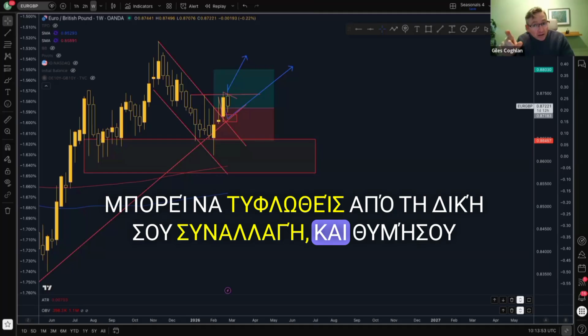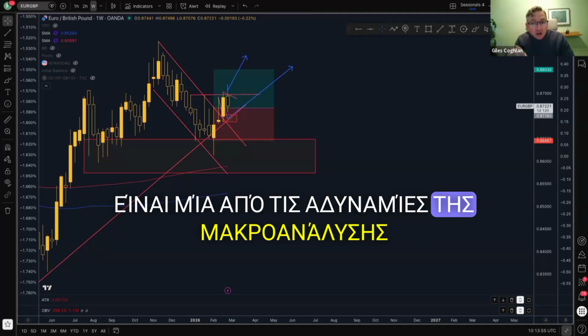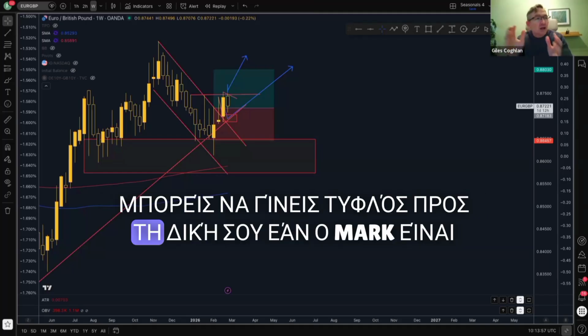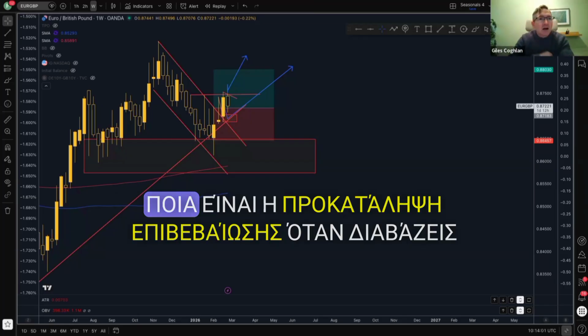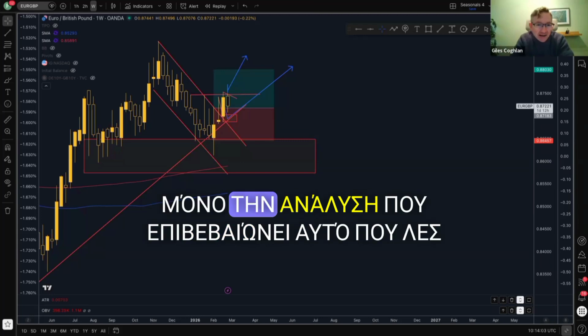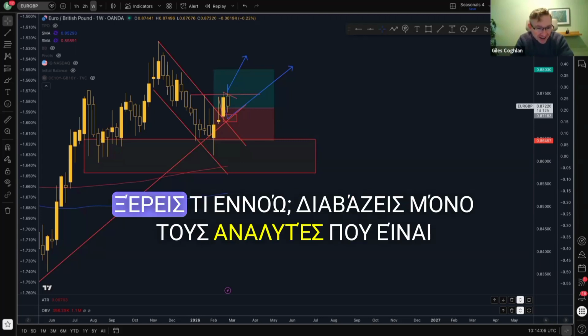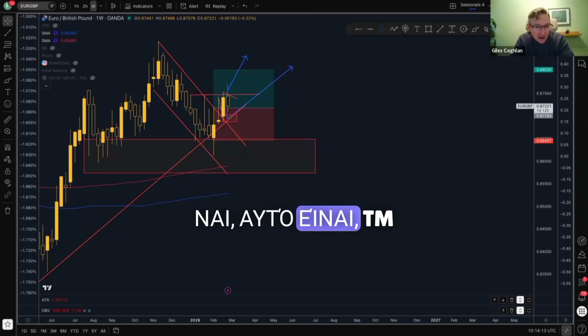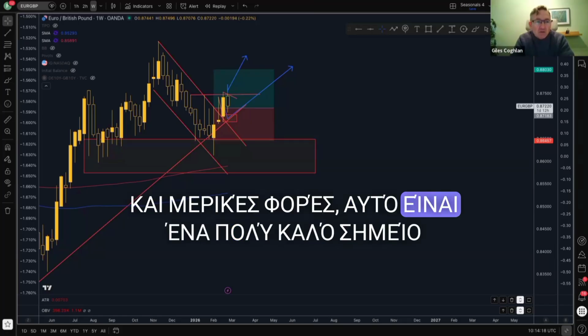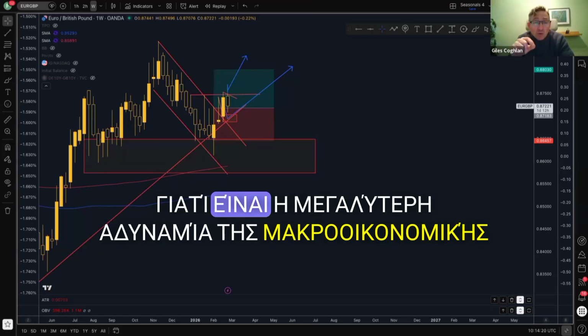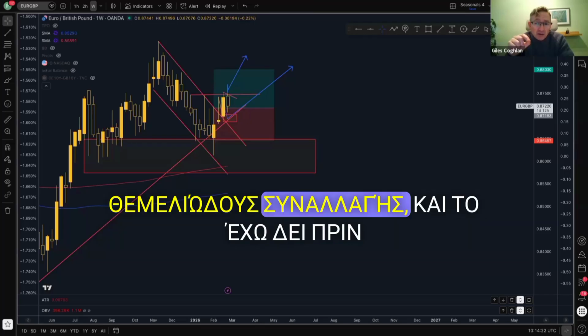And remember, it's one of the weaknesses of macro analysis that you can become blind to your own view. I can't remember what it's called. I think if Mark's here, he can tell me. What's that confirmation bias when you only read the analysis that confirms what you're saying? You know what I mean? You only read the analysts that are bullish the dollar. Yeah, that's it, TM. And there is a grey area to it. And sometimes this is a really good point, because it's the major weakness of macro fundamental trading.